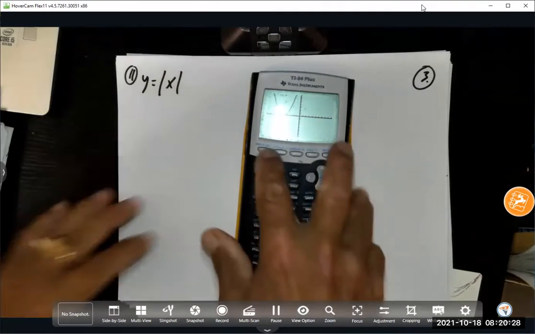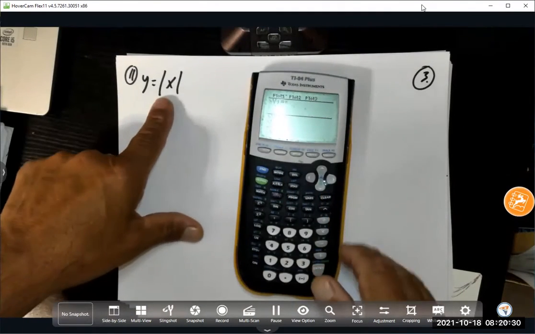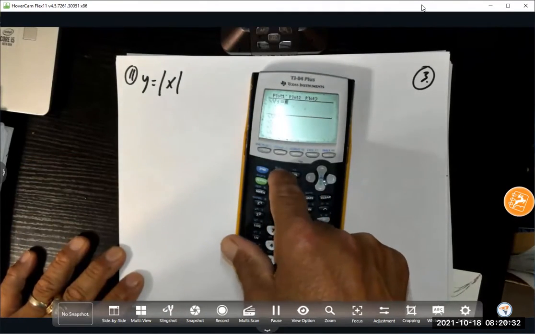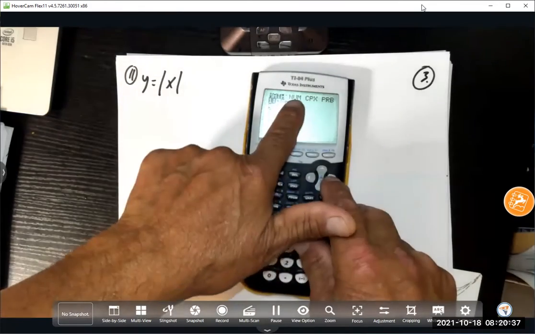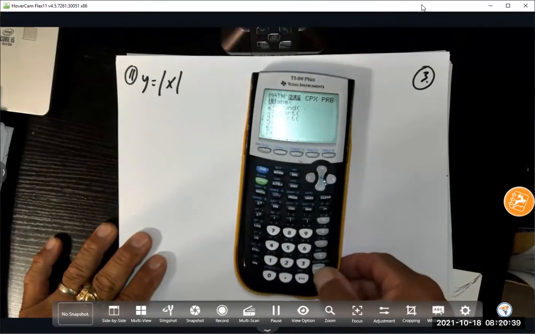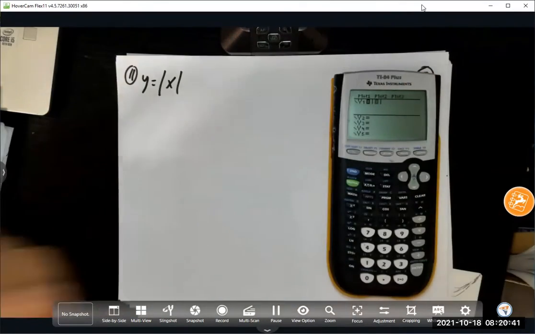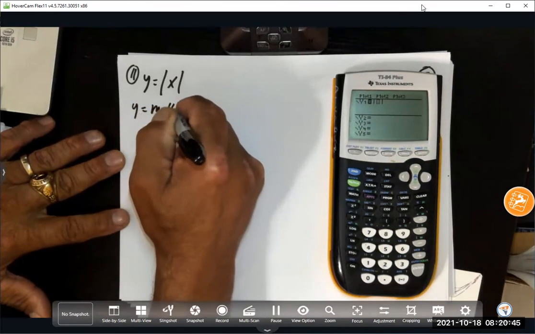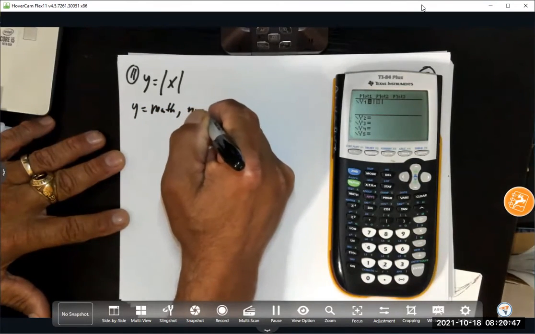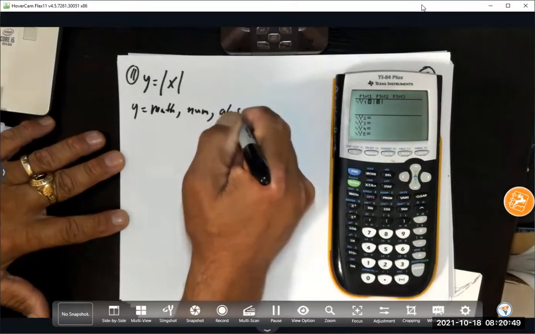Okay. So y, hit clear. You're going to put math. Where's math? There it is. Math, number, NUM, move it over there. Abs is right there. Hit enter. Okay, let me write this the long way. So what did you do? You hit math, and then you hit numbers, and then you hit abs.